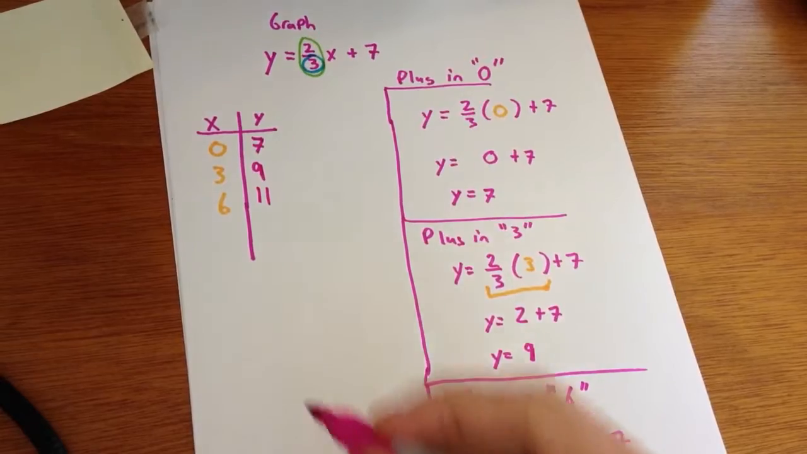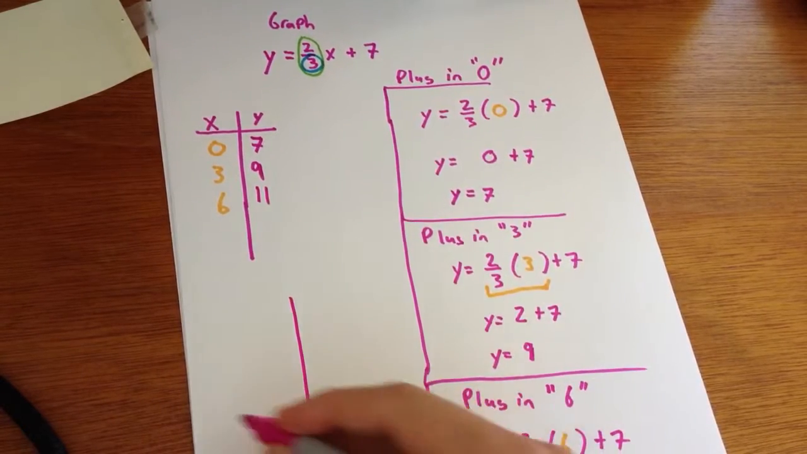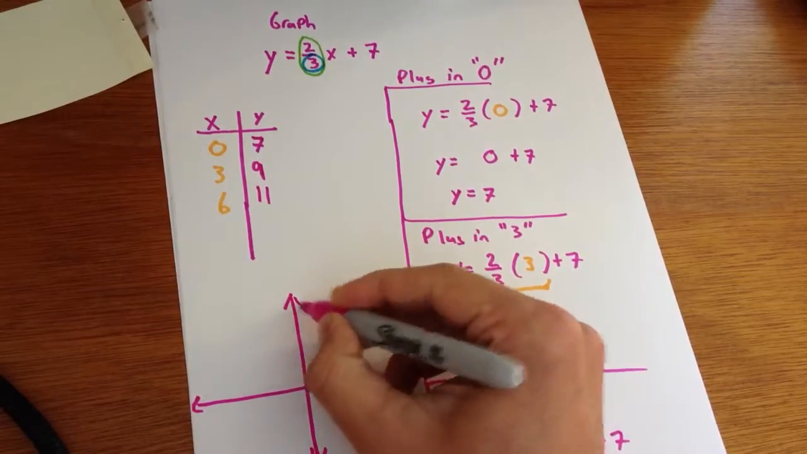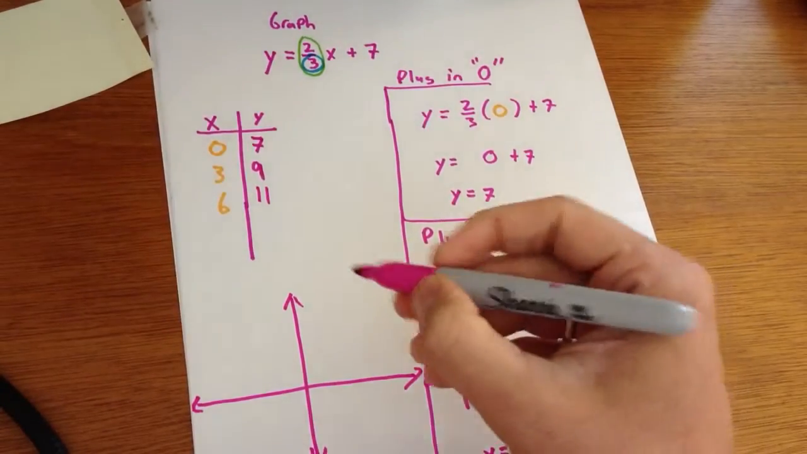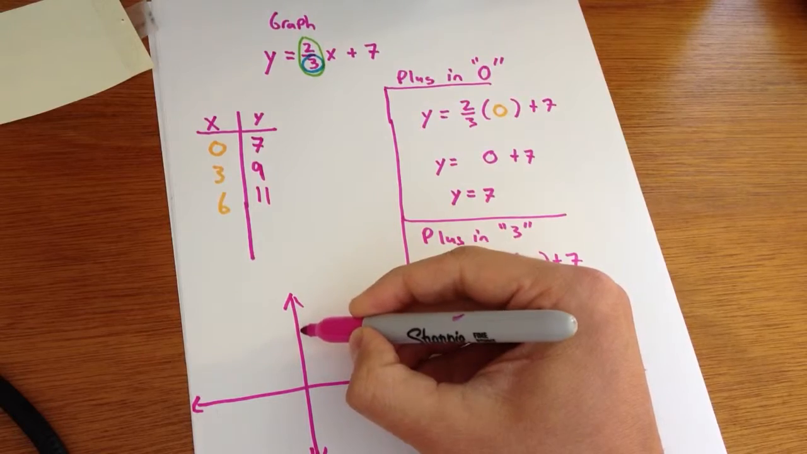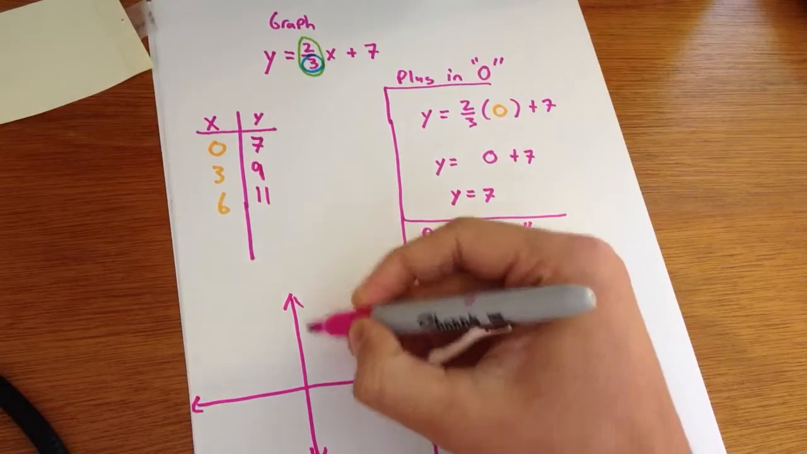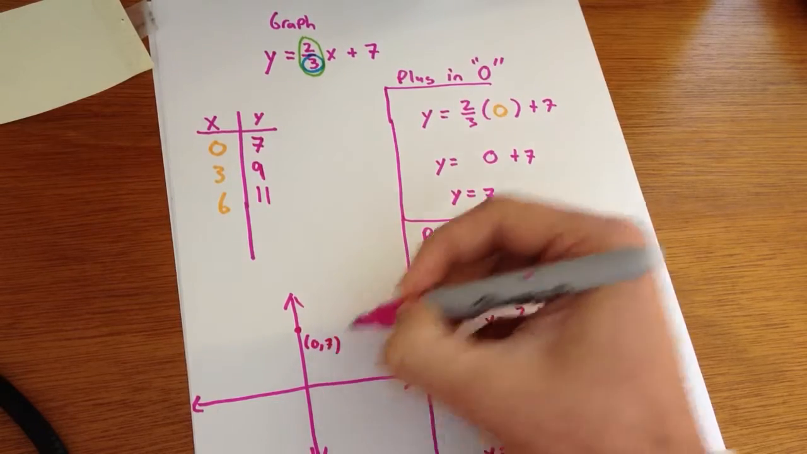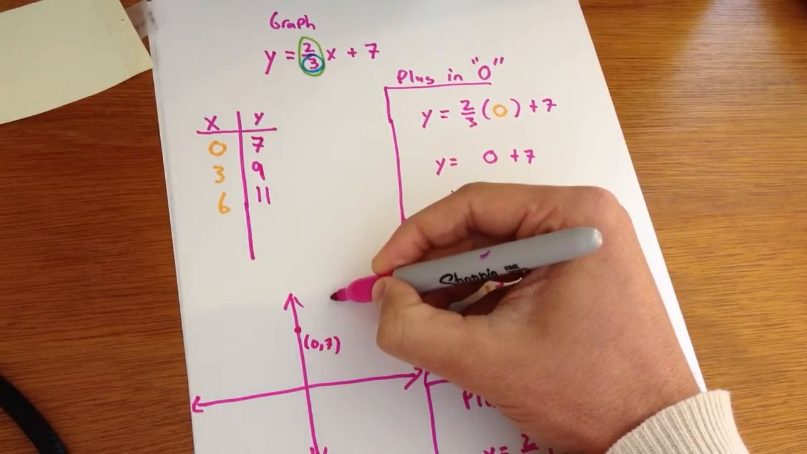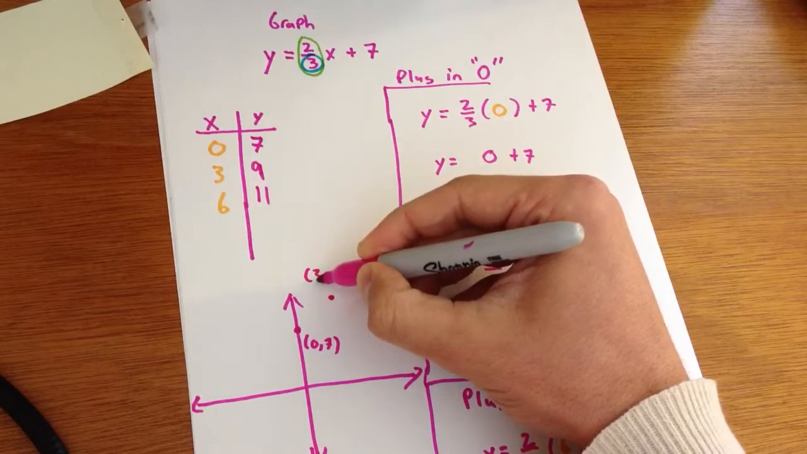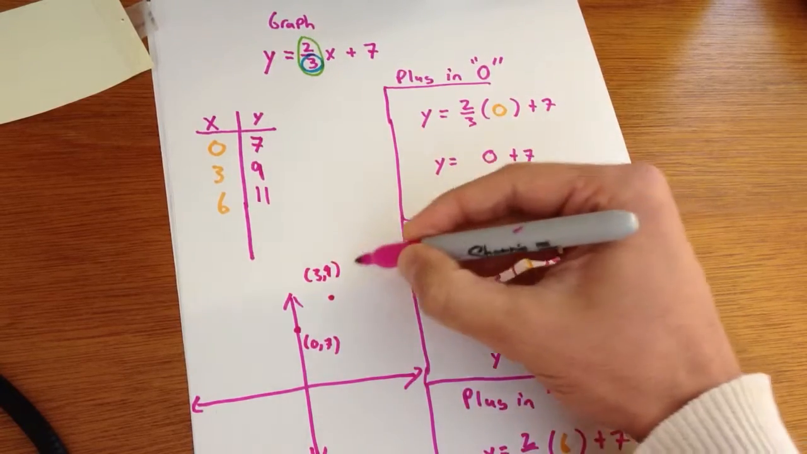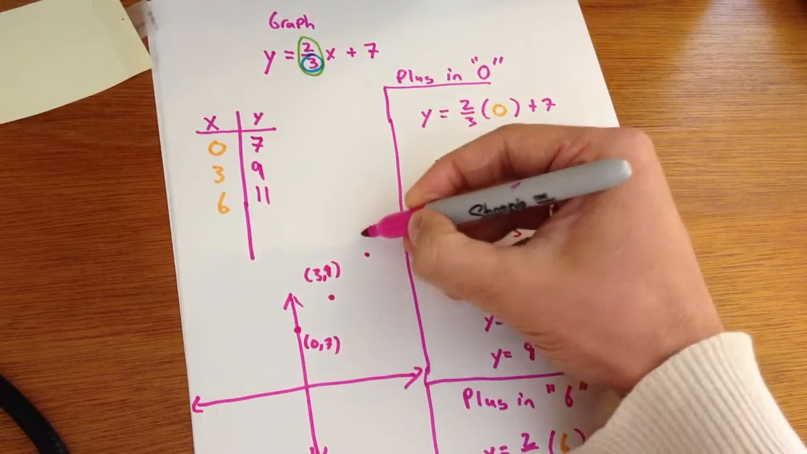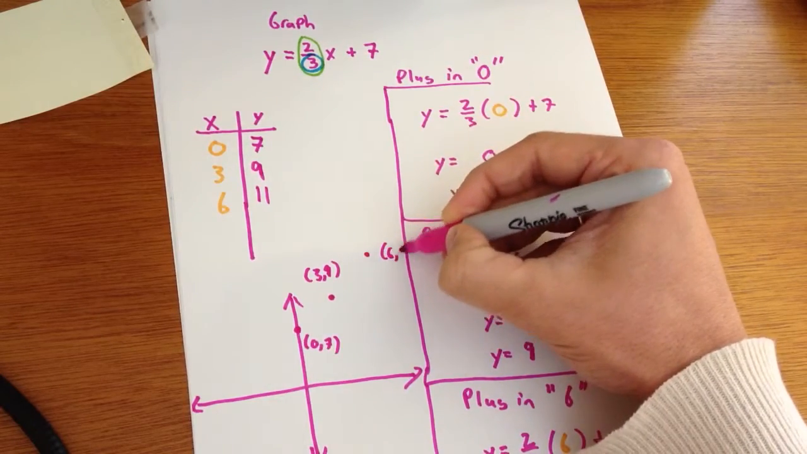Now, of course, on my math lab, you're going to have a nice coordinate plane to graph this on. It shouldn't be too bad. Here we would have something like 0, 7. This would be 0, 7. And then 3, 9 would be right here. 6, 11 might or might not fit on your my math lab graph, but it would be up here.